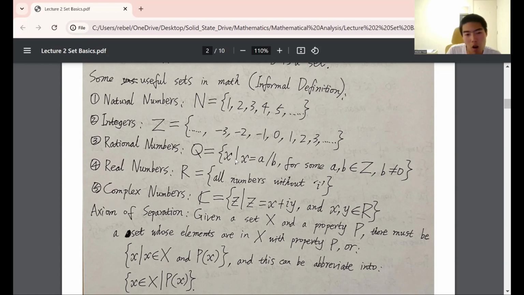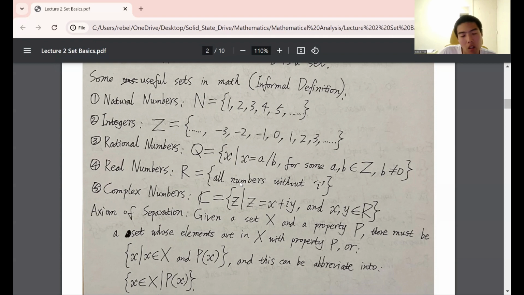Maybe you will feel like, well, rational numbers are more than natural numbers. That's intuitive thinking. But you'll probably find out that the number of rational numbers and the number of natural numbers are the same. They have the same cardinality. And the real numbers, what is a real number?